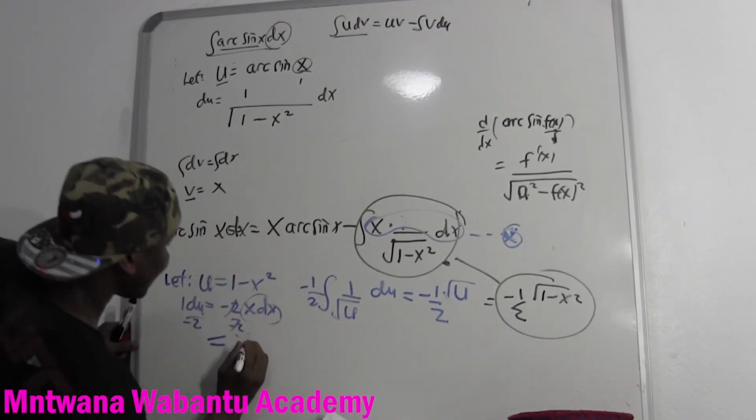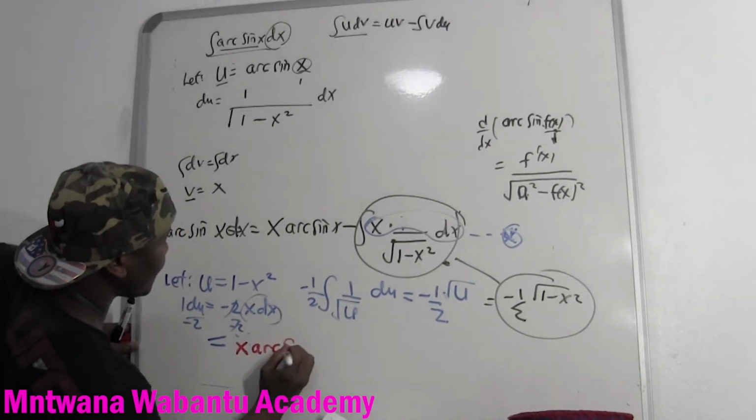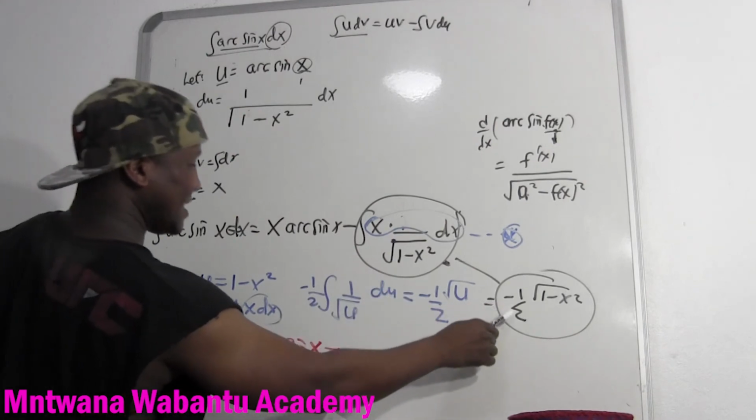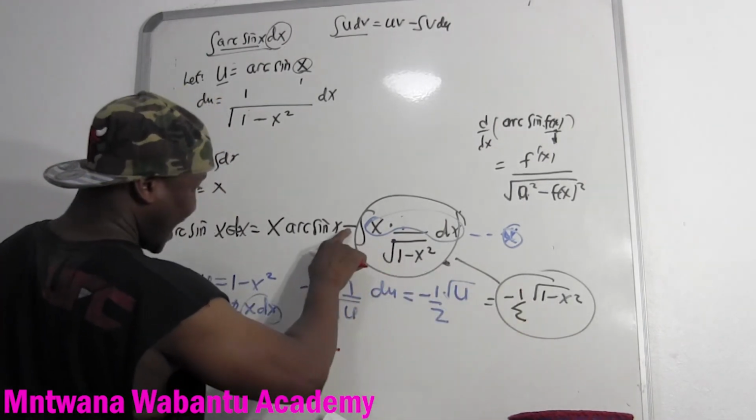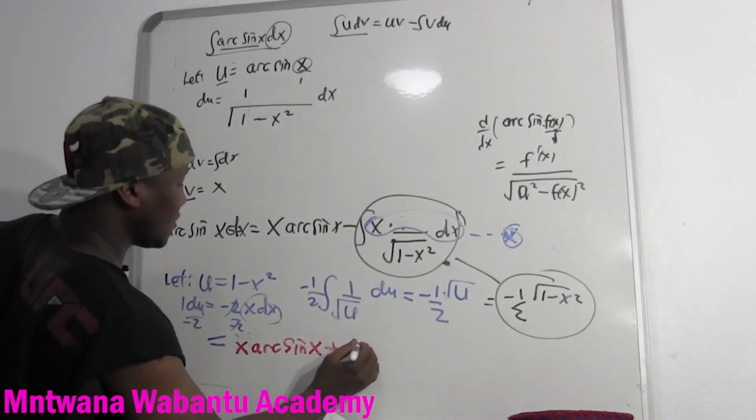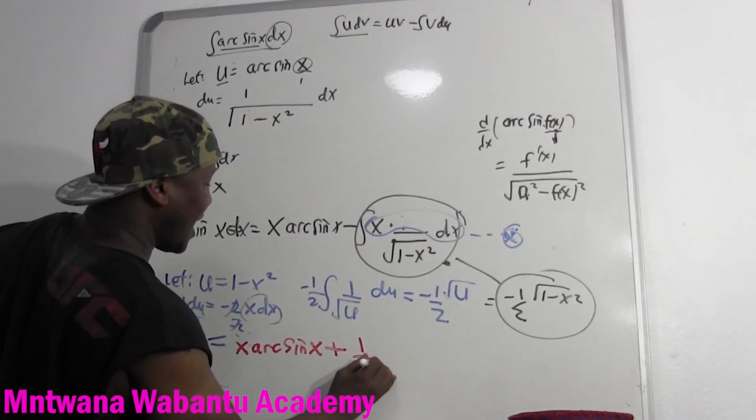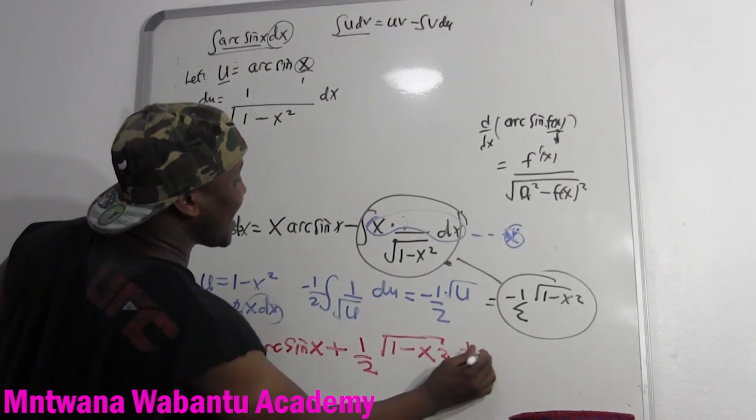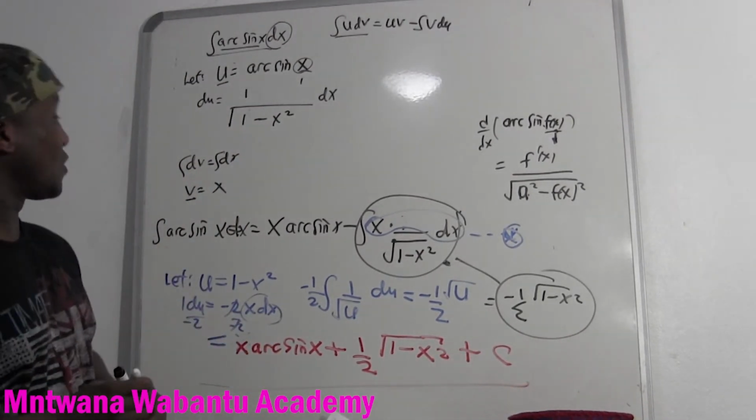So it's going to become x arc sine x minus. All this stuff we know is negative a half, so negative and negative is going to be positive. So it's going to be a half, and then the square root of 1 minus x squared, plus constant c. So we're done with that question.